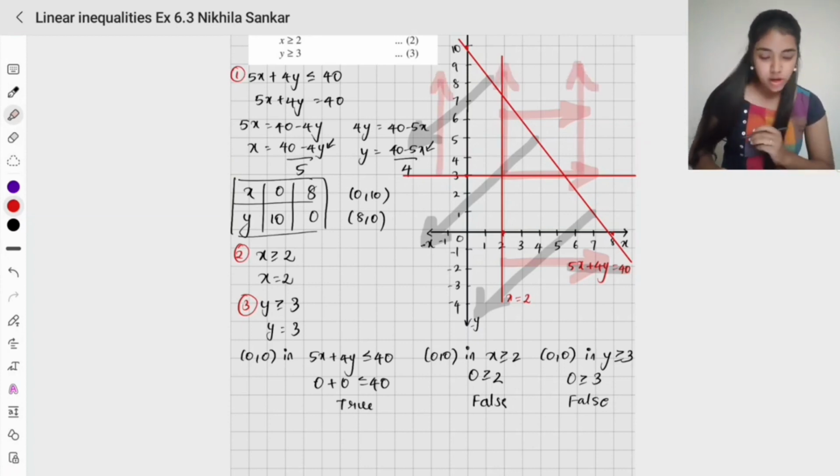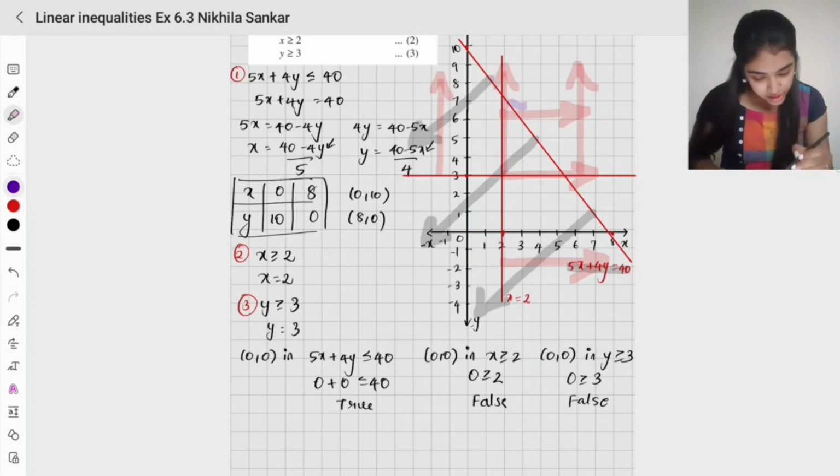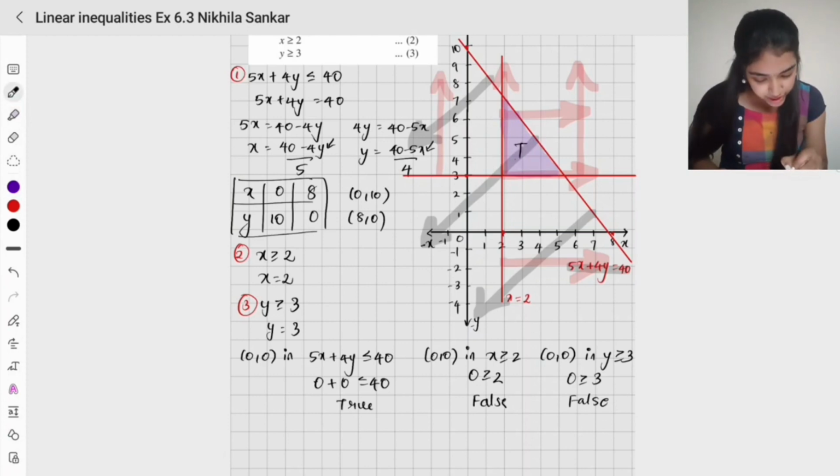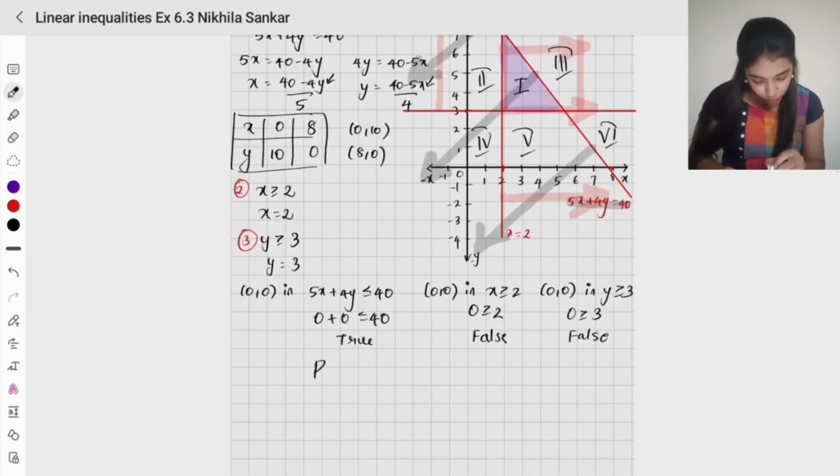So now where is the common area for all of them? What is my common area? I see that this triangle is the common shaded region for all the three inequations. So the shaded region is the solution. Okay. In total how many regions do I have? Region 1, region 2, region 3, region 4, 5, 6, there are plenty of regions like this. So region 1 is the solution. Okay.